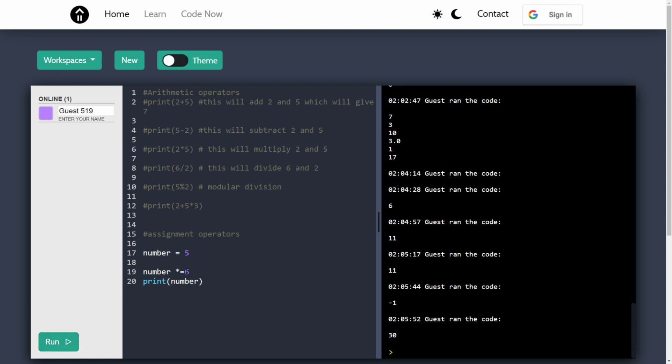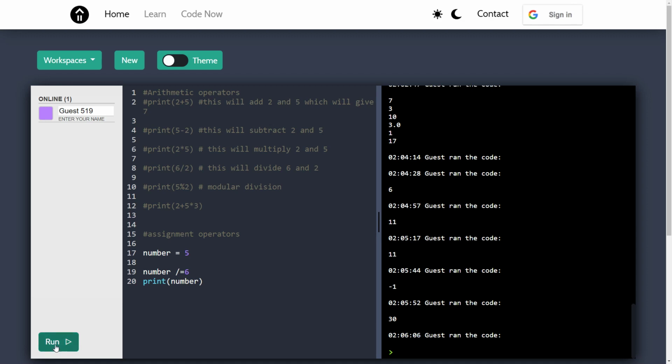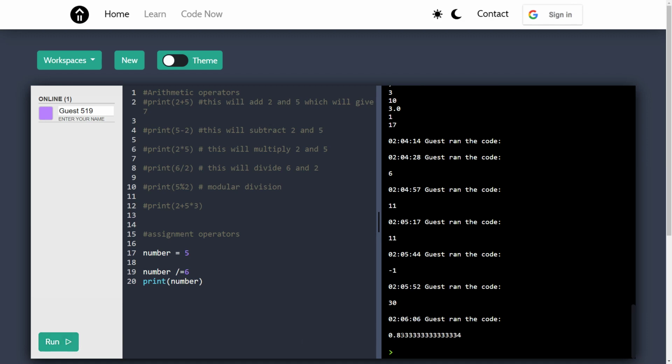30, right? 5 times 6 is 30. So number equals number times 6, which is number equals 5 times 6, which is number equals 30. I can divide. Cool. 0.8334. So that's 5 divided by 6. Nice. So those are the assignment operators.